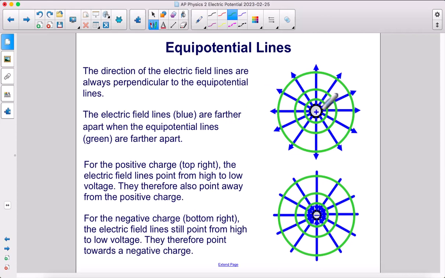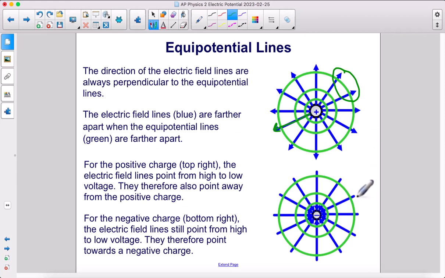The direction of the electric field lines is always perpendicular to the equipotential lines. The electric field lines, shown in blue, are farther apart when the equipotential lines are farther apart. For the positive charge, shown here, the electric field lines point from high to low voltage. They therefore also point away from the positive charge. So this would be like going downhill. These lines point downhill.